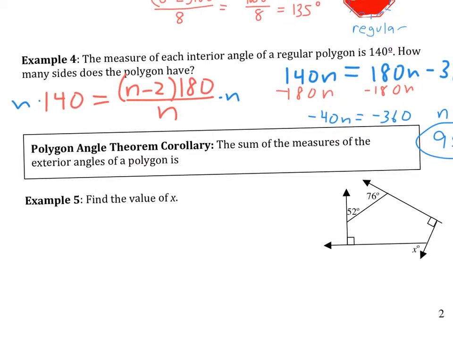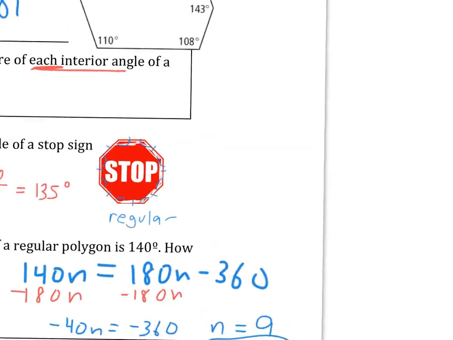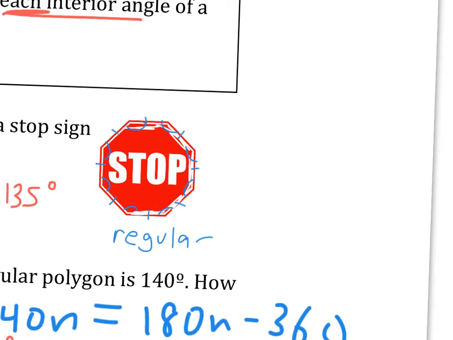The next theorem says this. The sum of the measures of the exterior angles of a polygon is what? So let's think about this here. If I take this stop sign right here, and I look at the exterior angles, so here is one exterior angle, and here's another exterior angle, and here's another one there, and another one there, and another one there, etc. So if I keep doing all of those, notice that all of these angles are relatively small. But notice what we're actually doing. If you were to rip these up, what would you notice?